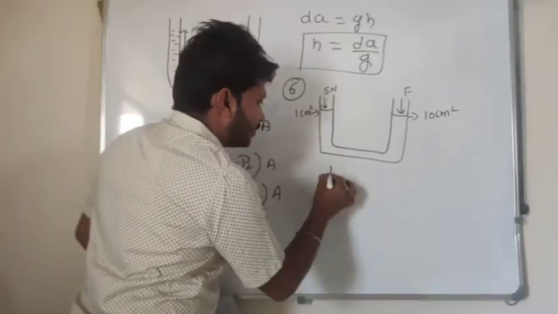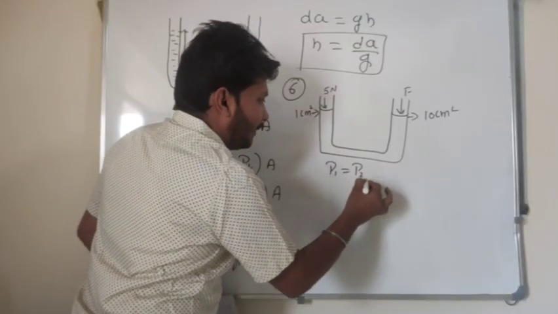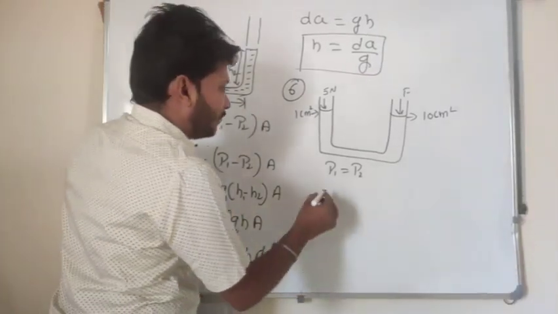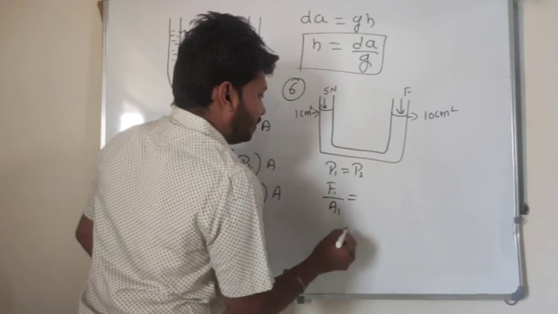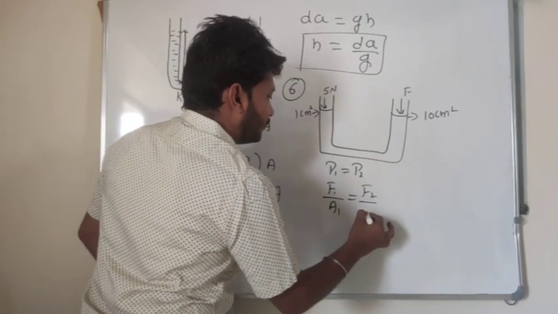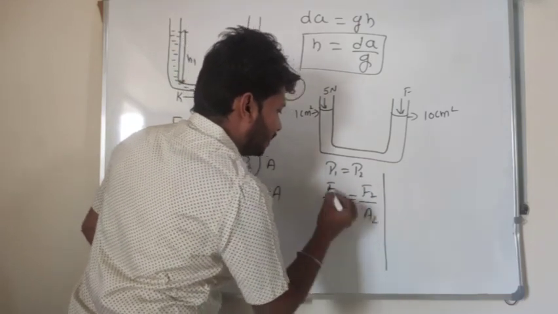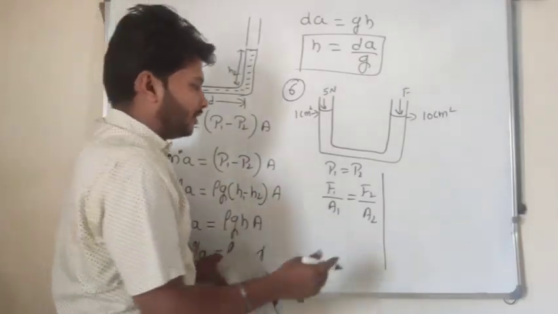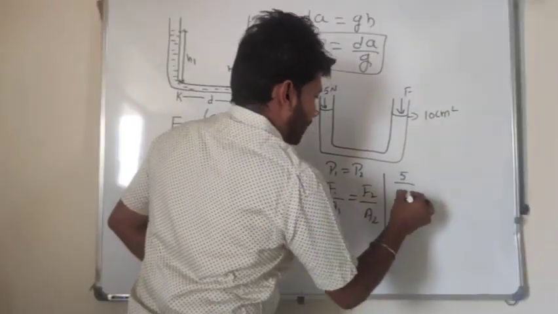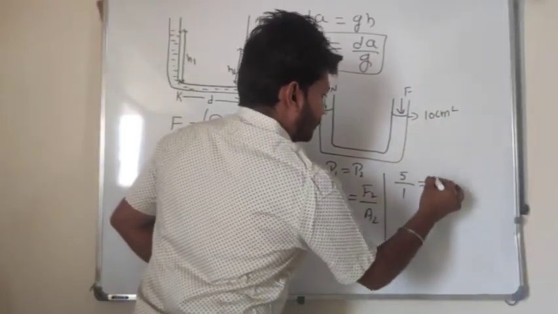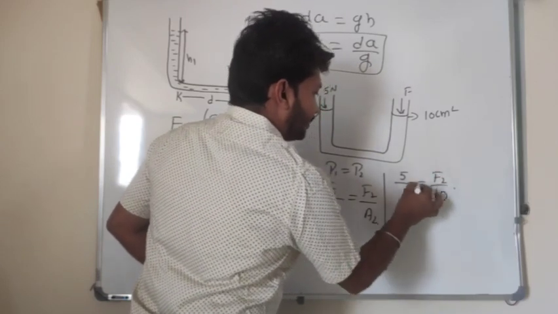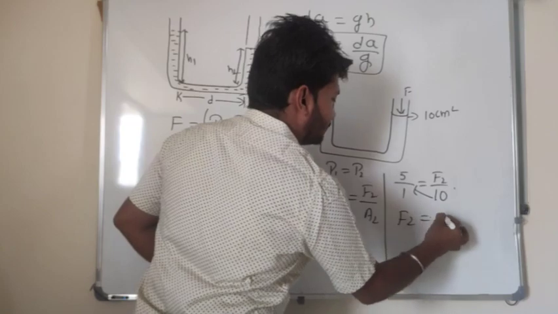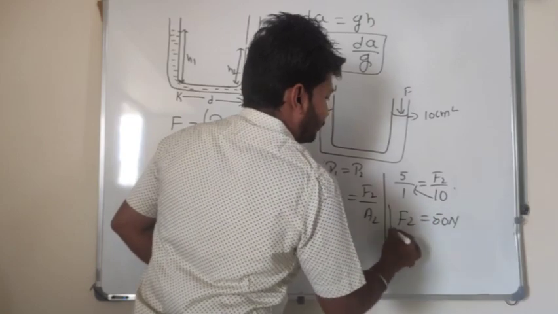In equilibrium position, pressure will be the same. Pressure P1 is equal to P2. Pressure is equal to force per unit area, so F1 by A1 is equal to F2 by A2, right? F1 is 5 Newton, A1 is 1 centimeter square. F2 is yet to be found out, and A2 is 10 centimeter square. So F2 is equal to 50 Newton.